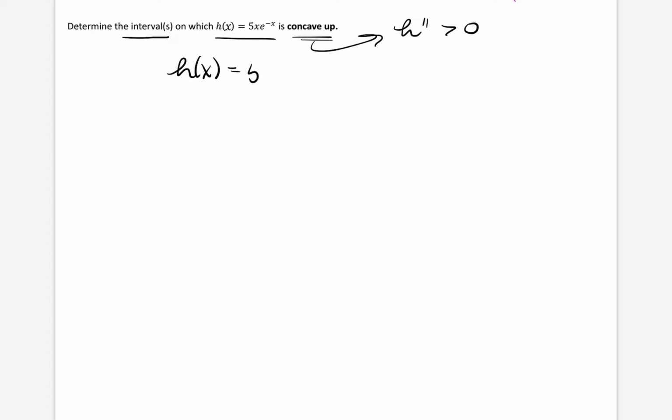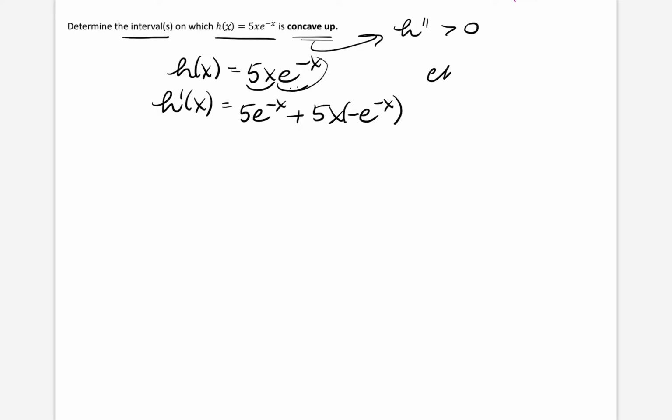If our function is 5xe to the negative x, then for our first derivative, we're going to need the product rule because we have the product of 5x and e to the negative x. So the derivative of 5x is 5 times e to the negative x plus 5x times the derivative of e to the negative x. Well, the derivative of e to the negative x is negative e to the negative x because of the chain rule.